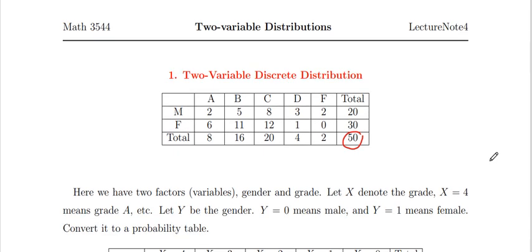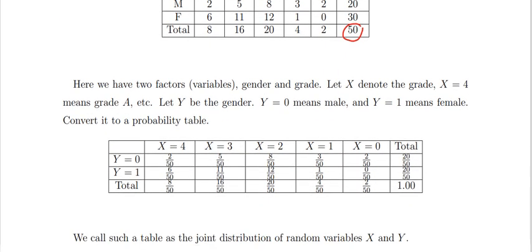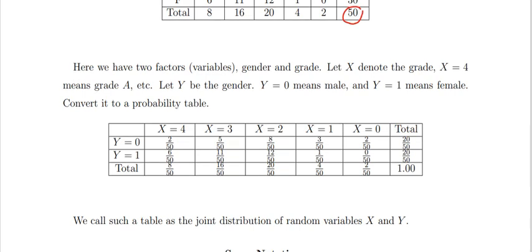So let's say we change A, B, C, D by their GPA. We put A as 4 points, B is 3, C is 2, like that. And we can also change male and female by 0 or 1. And if we divide by 50, then we change such a table into a probability table, right?